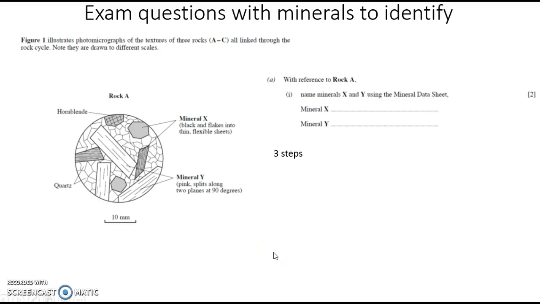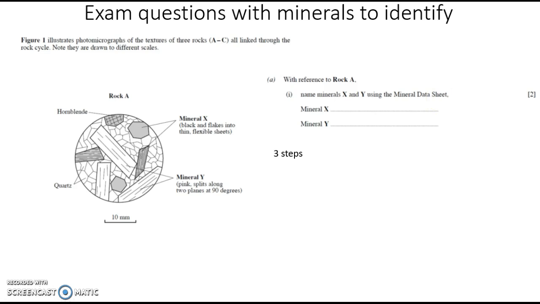Hello people, I'm going to give you some tips on how to answer exam questions that have minerals that you need to identify within them, because I know some of you had difficulties with this in mock. The main thing that you will have in an exam that will help you with this is your mineral ID sheet, mineral data sheet as it's called on here.